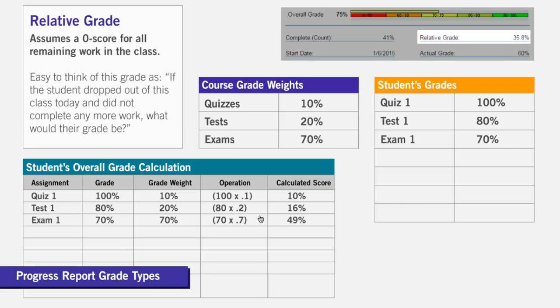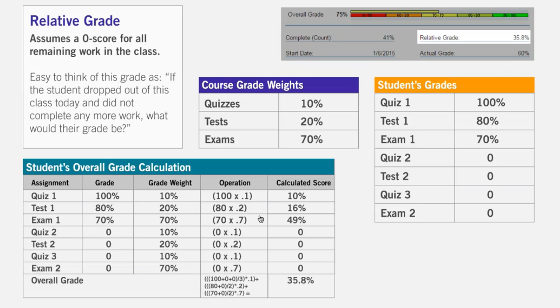Continuing our example, let's assume that our student must complete 2 more quizzes, 1 more test, and 1 more exam, but drops out of the course entirely or simply does not complete any more work for the semester. Assuming scores of 0 for the remaining 4 items, and using the grade weights for the course, this gives us a relative grade of approximately 36%.